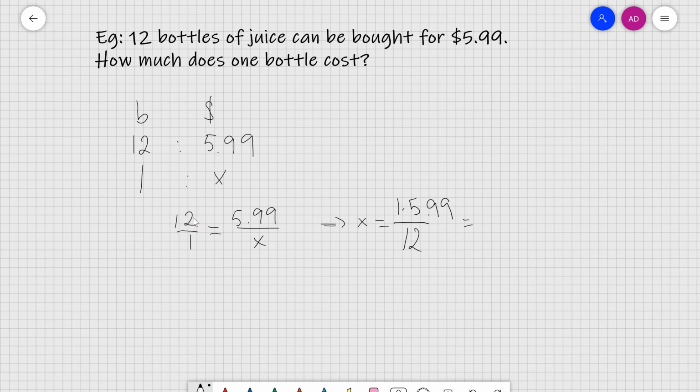And you use a calculator to compute it and see how much that is. So it's 5.99 divided by 12. If I round it to 6 divided by 12, it would be about 0.50 cents each.